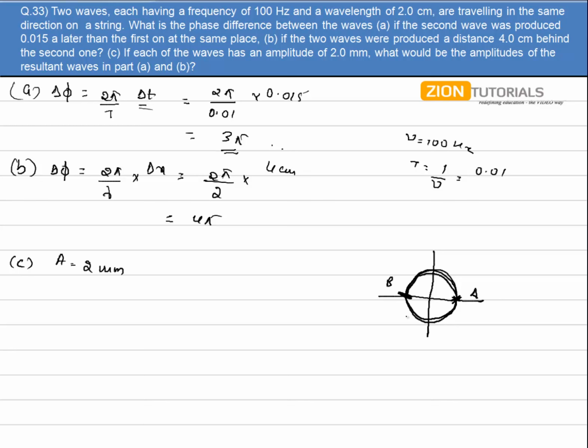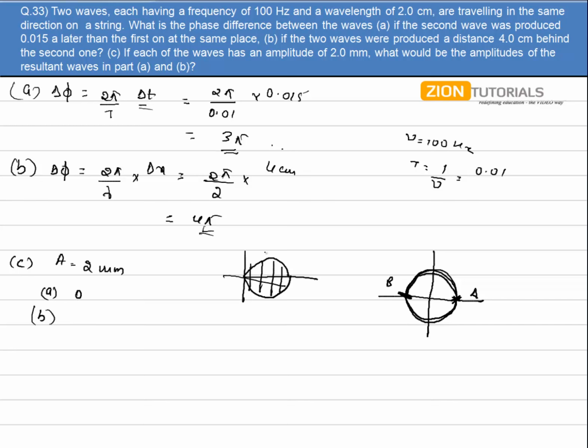Similarly, if the phase difference between the two waves is 3π, one will be like this and another will be like this. So the net amplitude at each point will be 0. So in part A, the net amplitude is 0.